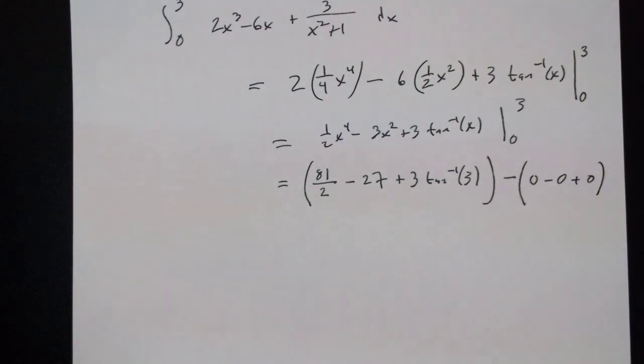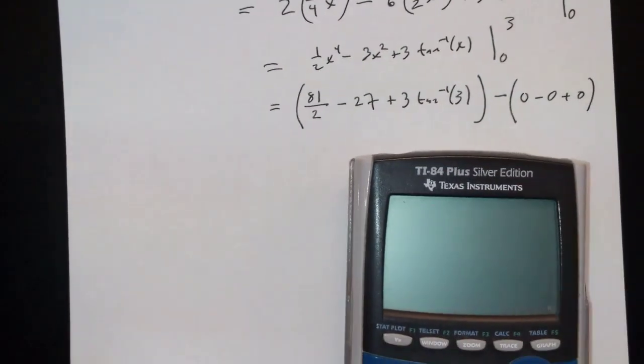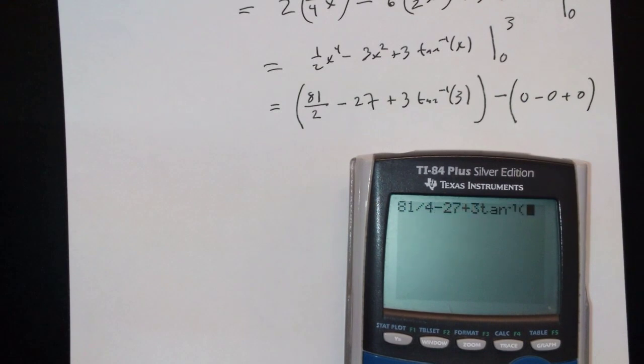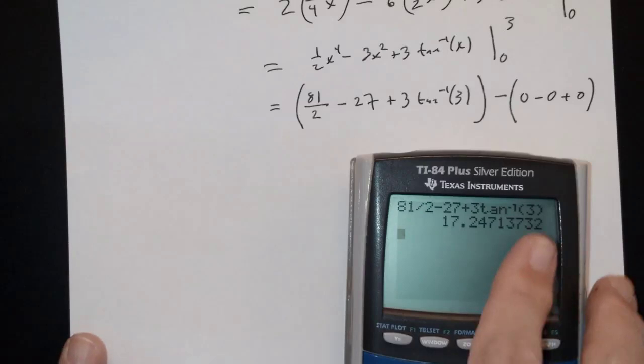The problem with tangent inverse of 3 is it's disgusting. 81 over 4 minus 27 plus 3. Tangent inverse of 3. Oh, you're right. It's over 2, not over 4. Tangent inverse of 3 is not a nice number. I'm not going to get a useful number in terms of pi or anything like that. So just give me a decimal. We're good enough. 17 point, however many decimal places, the number of significant figures in your problem calls for.